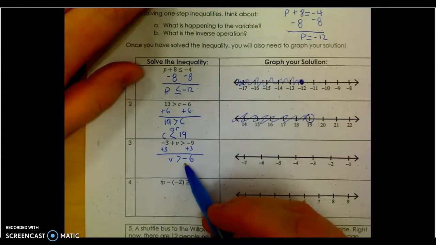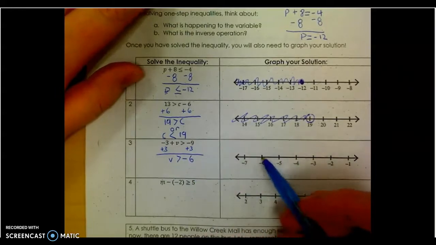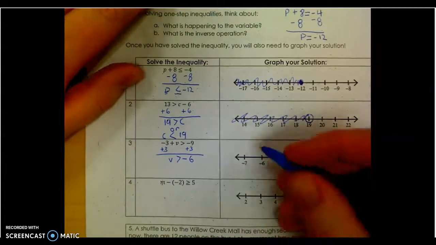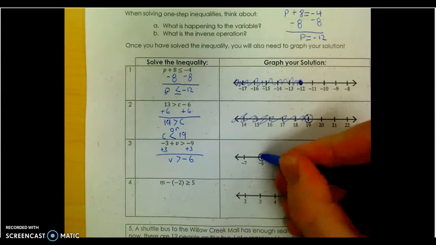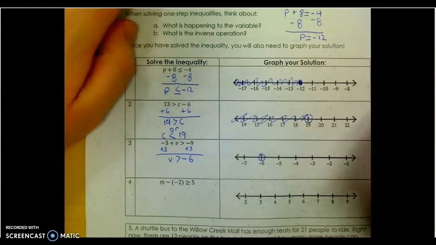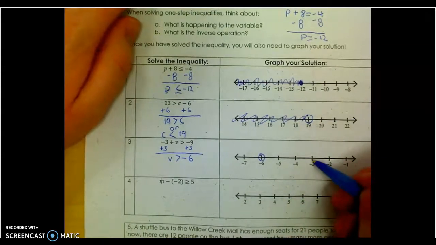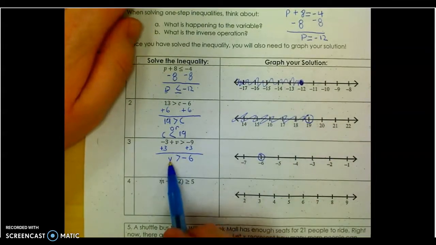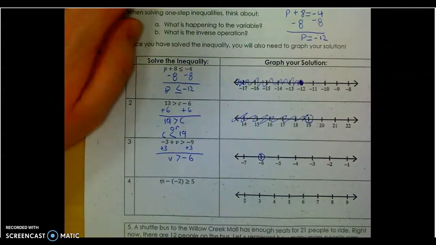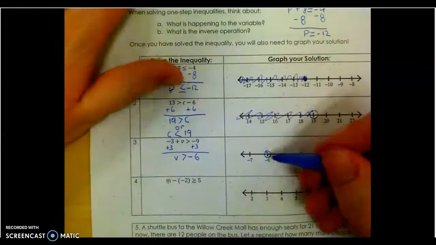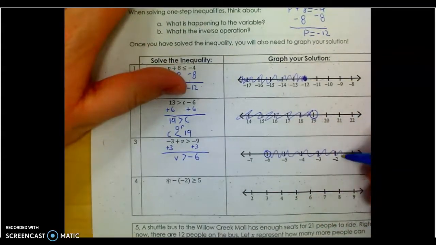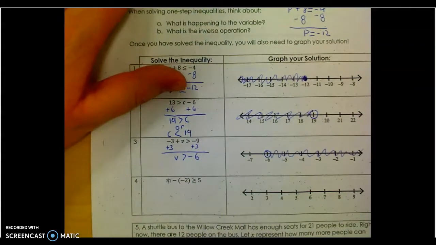Which means my boundary point is at negative 6, so I need a circle at negative 6. It's greater than negative 6, meaning it can't be negative 6, so we use an open circle at negative 6. Pick another number on the number line. If I pick negative 3, for example, I need to think to myself, is negative 3 greater than negative 6? Yes, it is. So I'm going to shade to the right. I'm going to shade towards my negative 3.